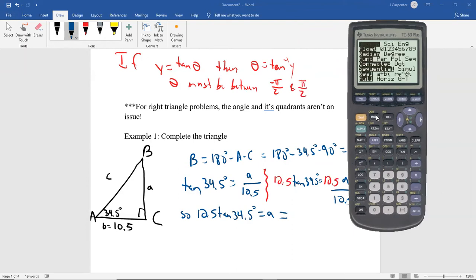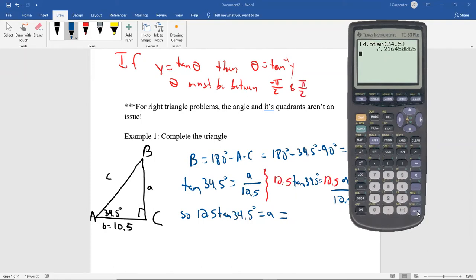Nope, we check our mode. And I'm in radians, where I'm gonna be typing in degrees, so that's a problem. So we gotta switch our mode to degrees. Get out of that menu with second quit, and just type 10.5 times the tangent. You can hit times if you feel like you need to, but for my calculator, I don't. And then 34.5 degrees, close our parentheses.